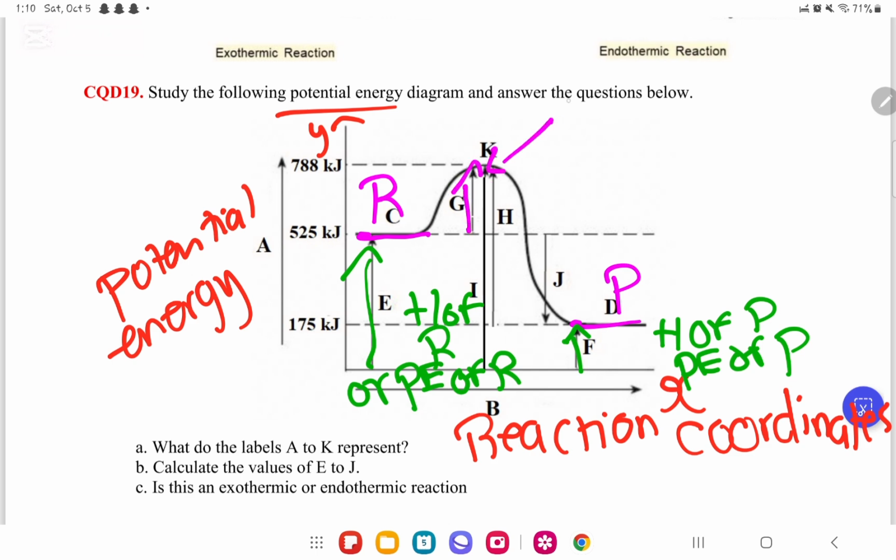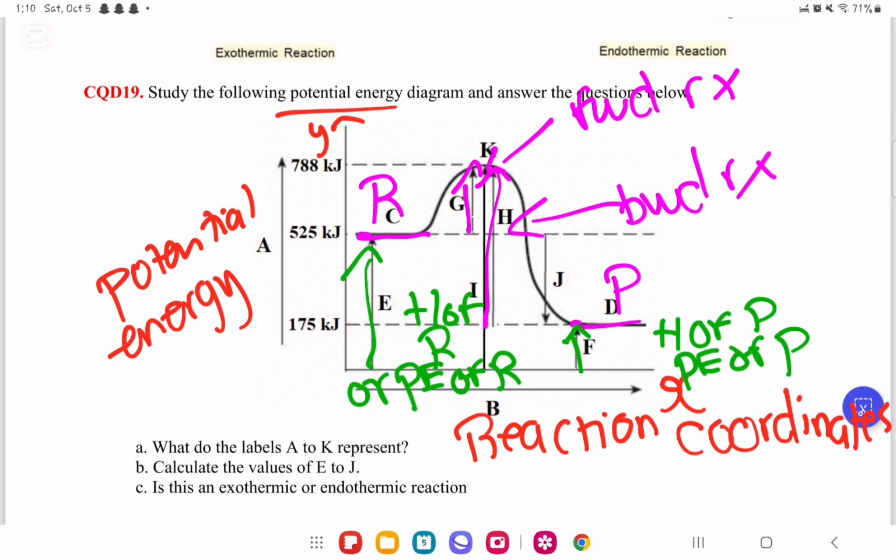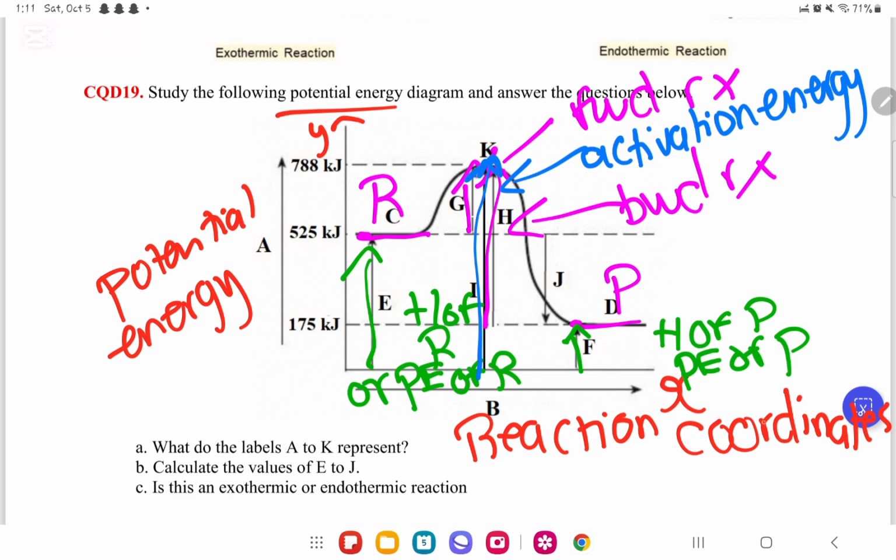G is our forward reaction. Now after G comes H. H is our backward reaction. So think of it like this. If it is closer to the reactants, it's the forward reaction. If it's closer to the products, it's the backward reaction. Now, what comes after H? I. I is called the activation energy.